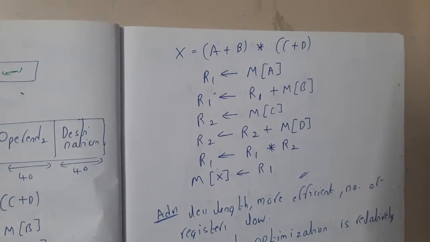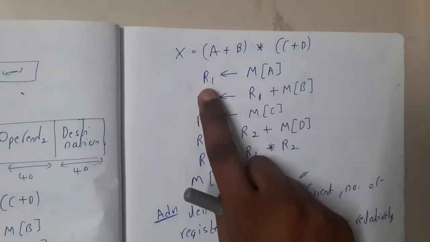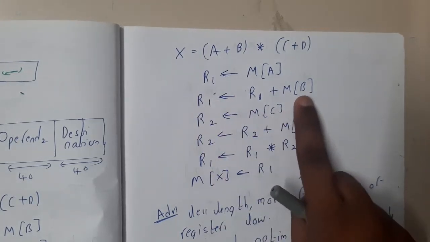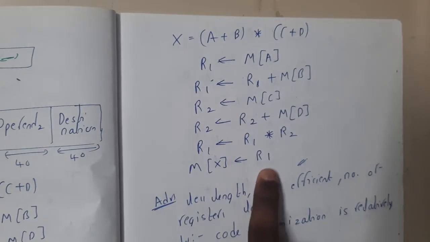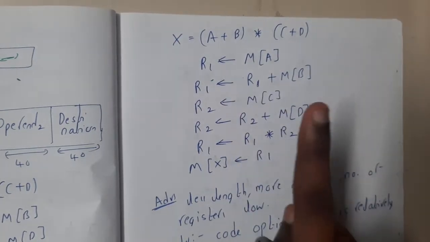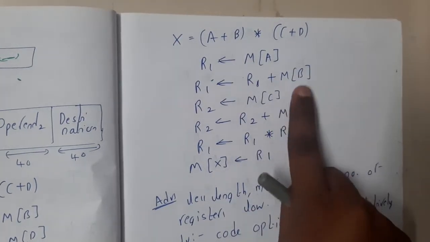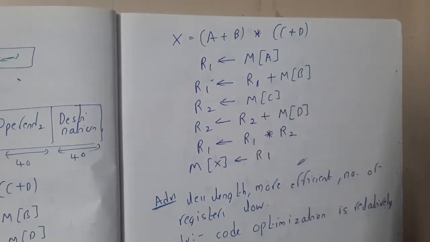First you will take A from memory and push it to R1. Again you will take this address, add it, and write it. In this way you can write it, right? So it's just a simple observation. The only thing you should remember is that at any moment of time, only one memory operation should be there. That's it.